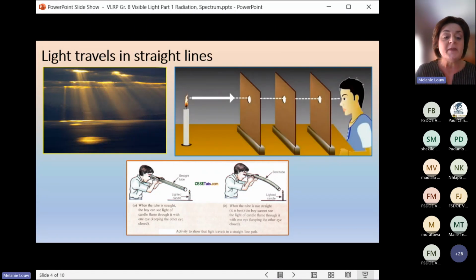And here at the bottom, you can also see another way that you can prove that light only moves in a straight line. If you have a plastic tube and you look through the tube at something like a candle or a light bulb, while the tube is straight, you will be able to see the light coming from that object. But the moment you bend the tube, then you won't be able to see the light coming from the candle or the torch anymore. That proves to us that light definitely cannot move around a corner or a bend, and it can only move in a straight line.